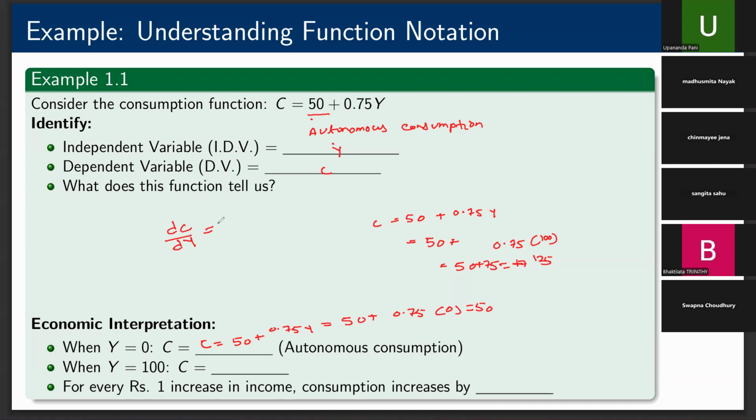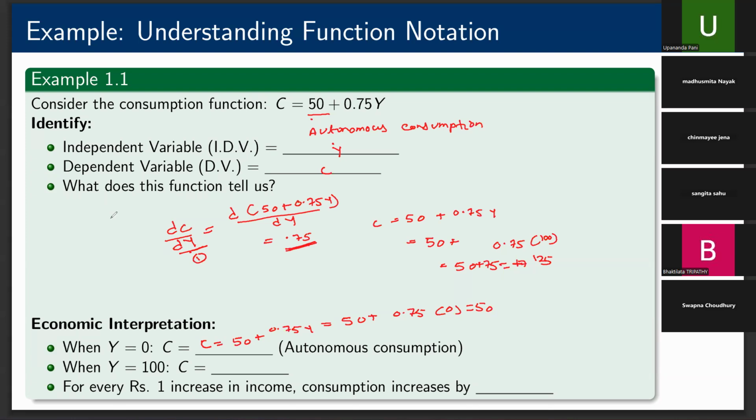So we have to take the first order derivative of the consumption function. In place of C, I can write 50 plus 0.75y with respect to y. The derivative of 50 will be 0 as it's a constant term. Then the derivative of 0.75 into y is 0.75. So what does dC upon dY say? If my income changes by 1 unit, then my consumption will increase by 0.75 unit. That means if my income increases by 1 rupee, my consumption will increase by 75 paisa.